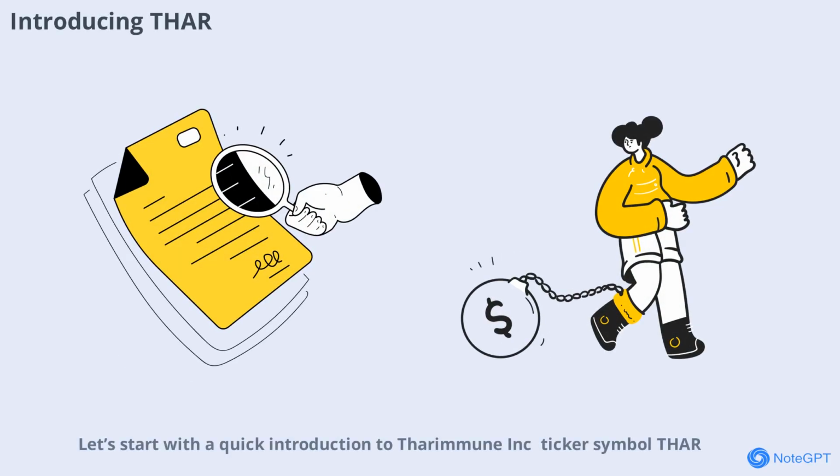Start with a quick introduction to Tharimmune Inc., ticker symbol THAR. This company has recently caught the attention of traders and investors due to its dramatic price movements. In this video, we'll focus on the technical side, examining price action, volume, moving averages, and key indicators. Whether you're a seasoned trader or just starting out, understanding these elements is crucial for making informed decisions. So let's jump into the technical analysis and see what's really happening with THAR.